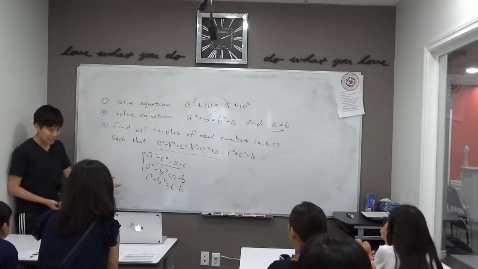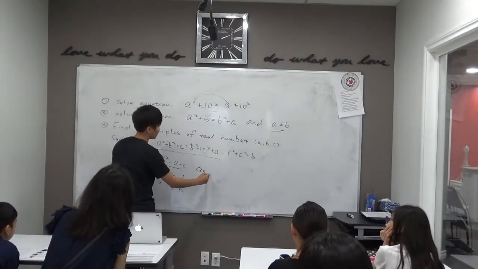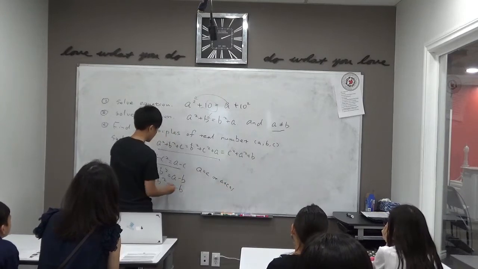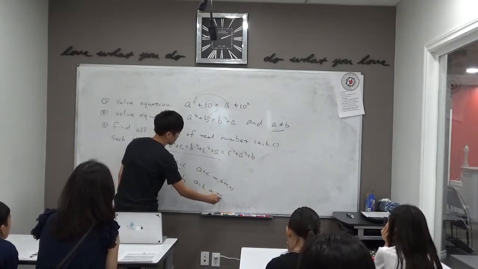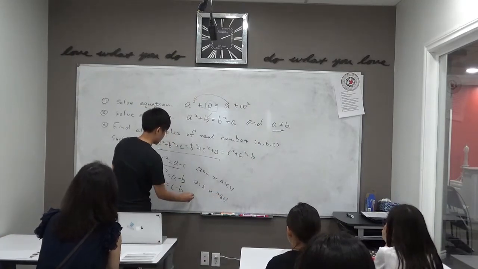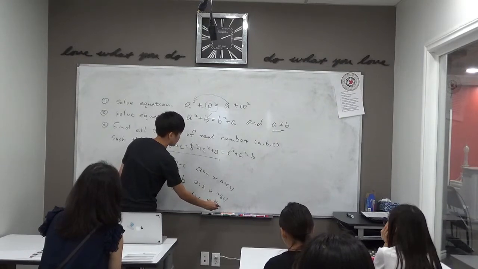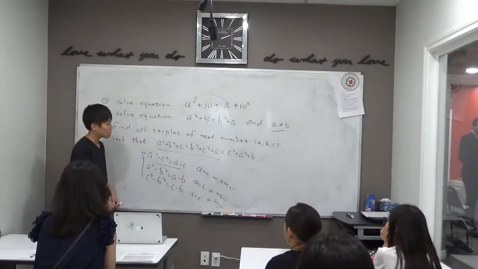It will be a set, and all the solutions will be, for this one, A equals C, or A plus C equals 1. Similarly, A equals B, or A plus B equals 1. This one is B equals C, or the same thing, B plus C equals 1, right?